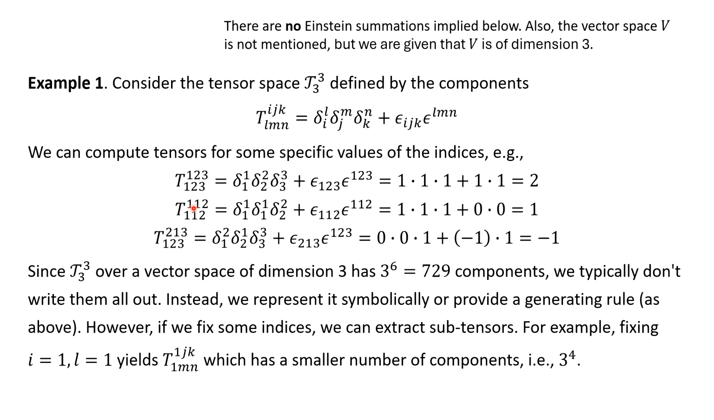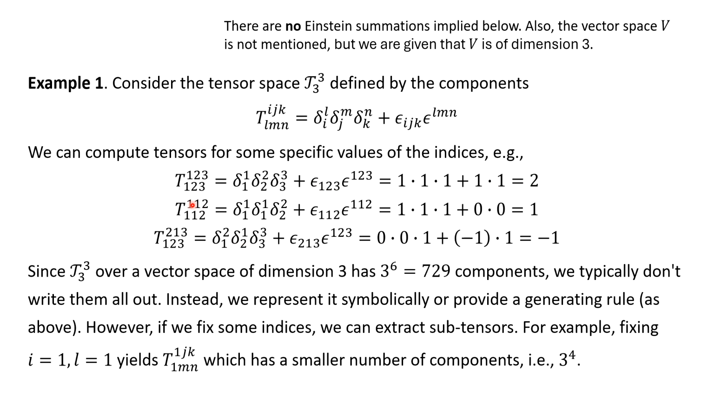We can look at a few examples here. Here we have taking the values 1, 2, 3, 1, 2, 3. We plug that in for I, J, K, L, M, N. So this is 1, 1, 1. And if you recall, 1, 2, 3 is an even permutation, so the Levi-Civita symbol would be 1 in that case, so 1 times 1, we get 2.